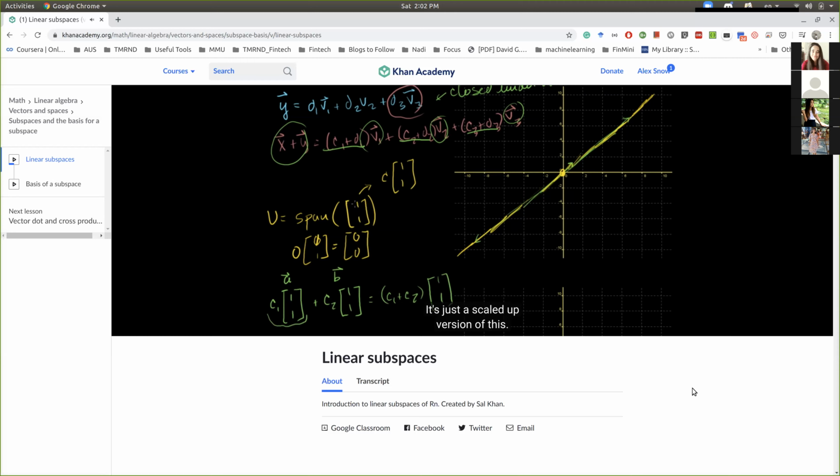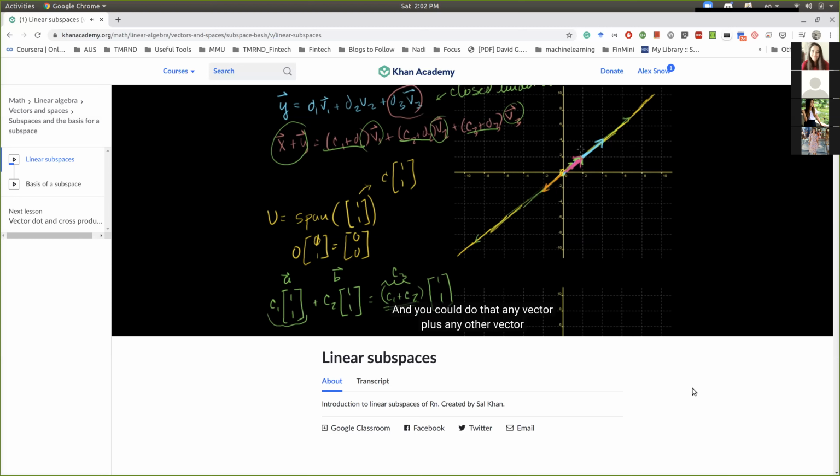It's just a scaled up version of this. And this is also going to be in the span of this vector, because this is just another scalar. We could call that C3. And if you just do it visually, if I take this vector right there, and I were to add it to this vector, if you put them head to tails, you would end up with this vector right there in green. I don't know if you can see it. Maybe I'll do it in red right there. You will end up with that vector.